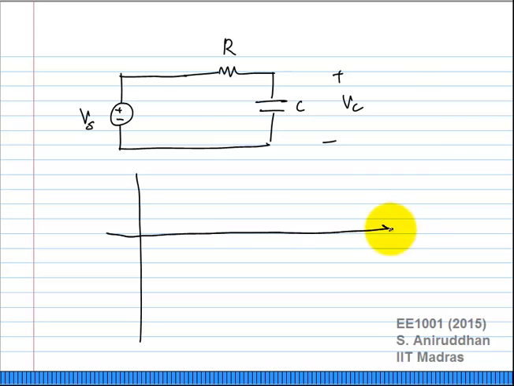I'll draw it out. This is VS of T. Let us say VS of T is, I'm defining it as 0 for T less than 0. At t equal to 0, it goes to 1 volt. But then I tell you at t equal to 5 seconds, it goes to 3 volts.